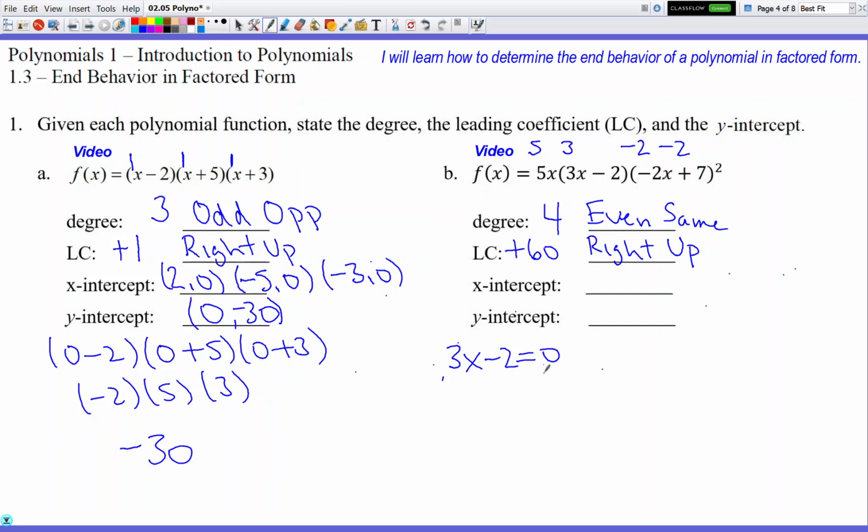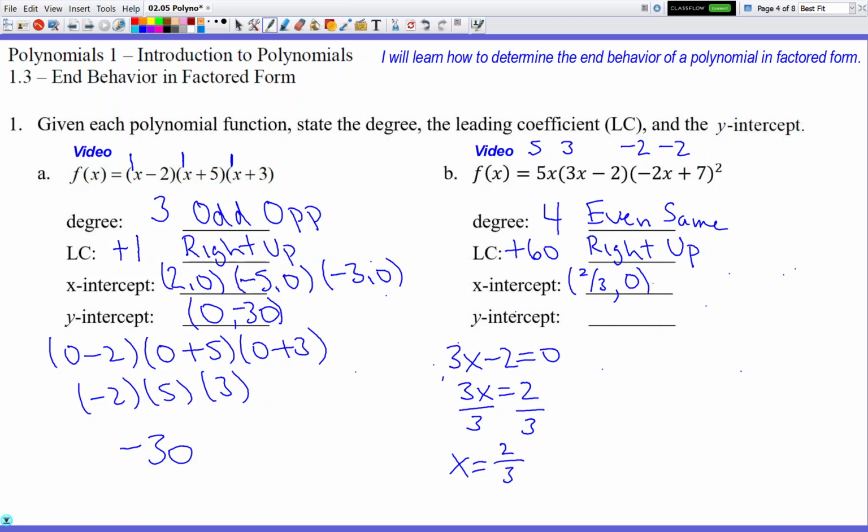So 3x minus 2 equals 0 turns into 3x equals 2 because you're gonna add 2 on both sides. Then you're gonna divide by 3, and you're gonna get x equals 2/3. So 2/3 comma 0. Okay, so what about our next one?